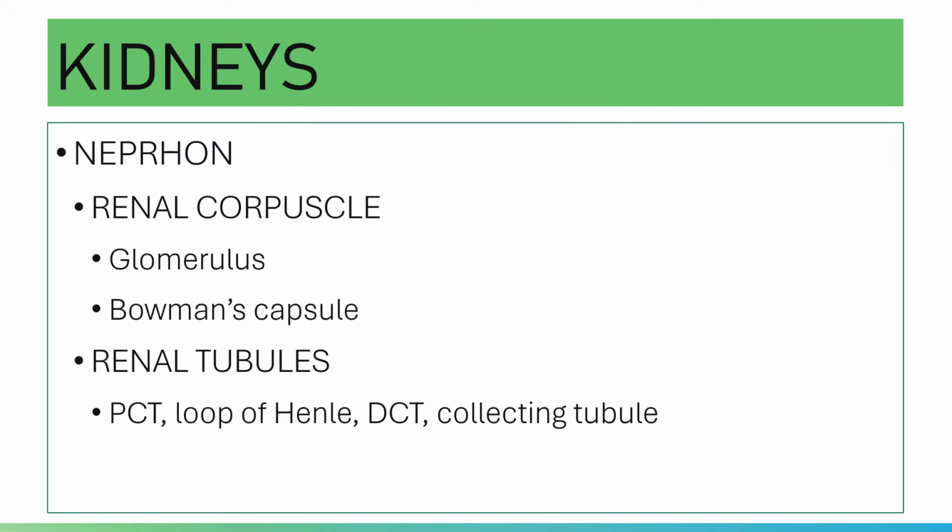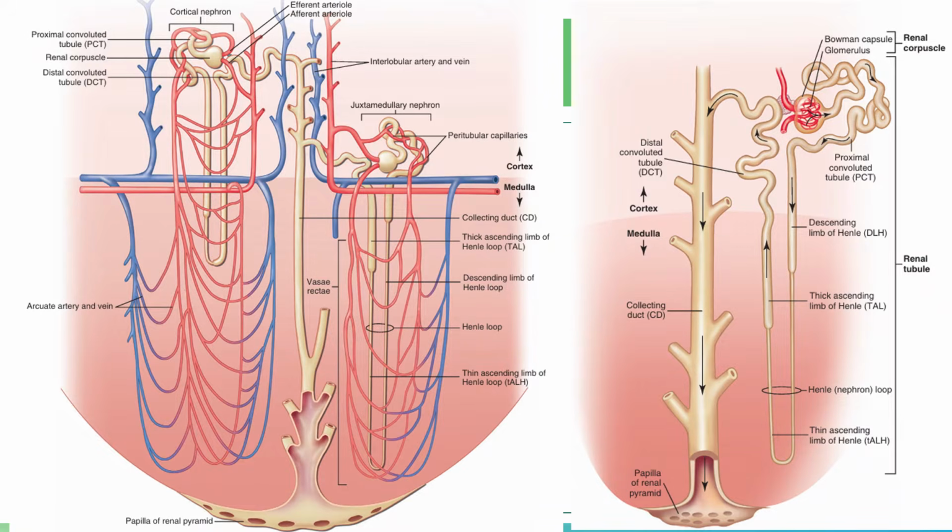And your renal tubule has the proximal convoluted tubule, then the loop of Henle, then the distal convoluted tubule, and then the collecting tubule accordingly. This one actually is an illustration of your nephron.